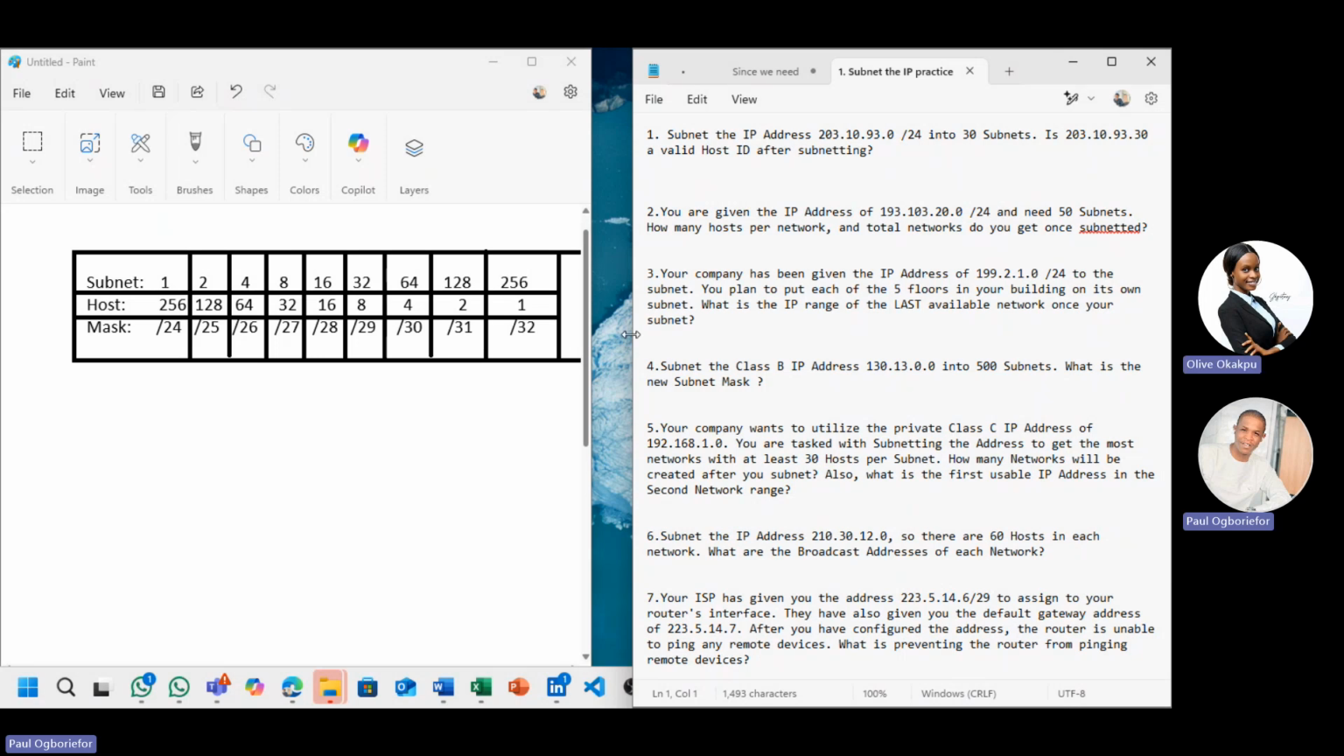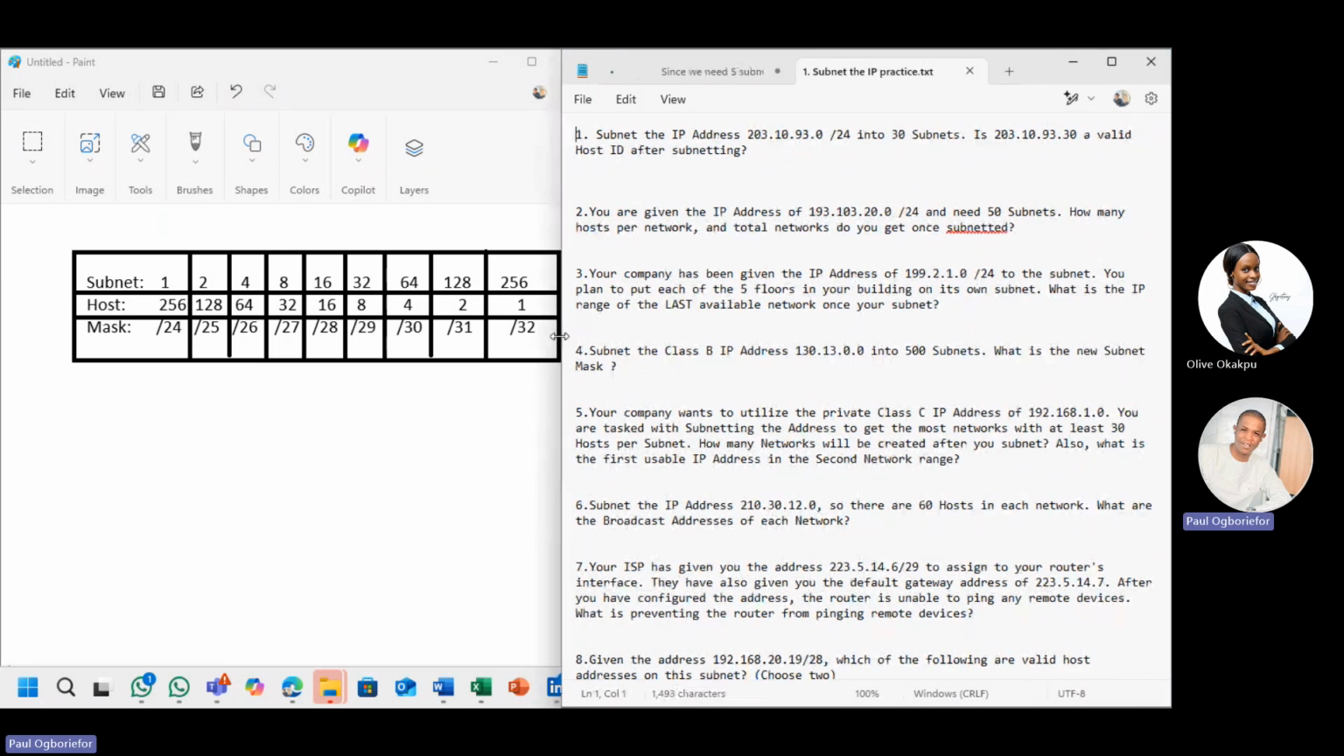So the first question says, subnet the IP address. Or do you need me to explain how this table works first? Yes. Okay. So this is a table, right?